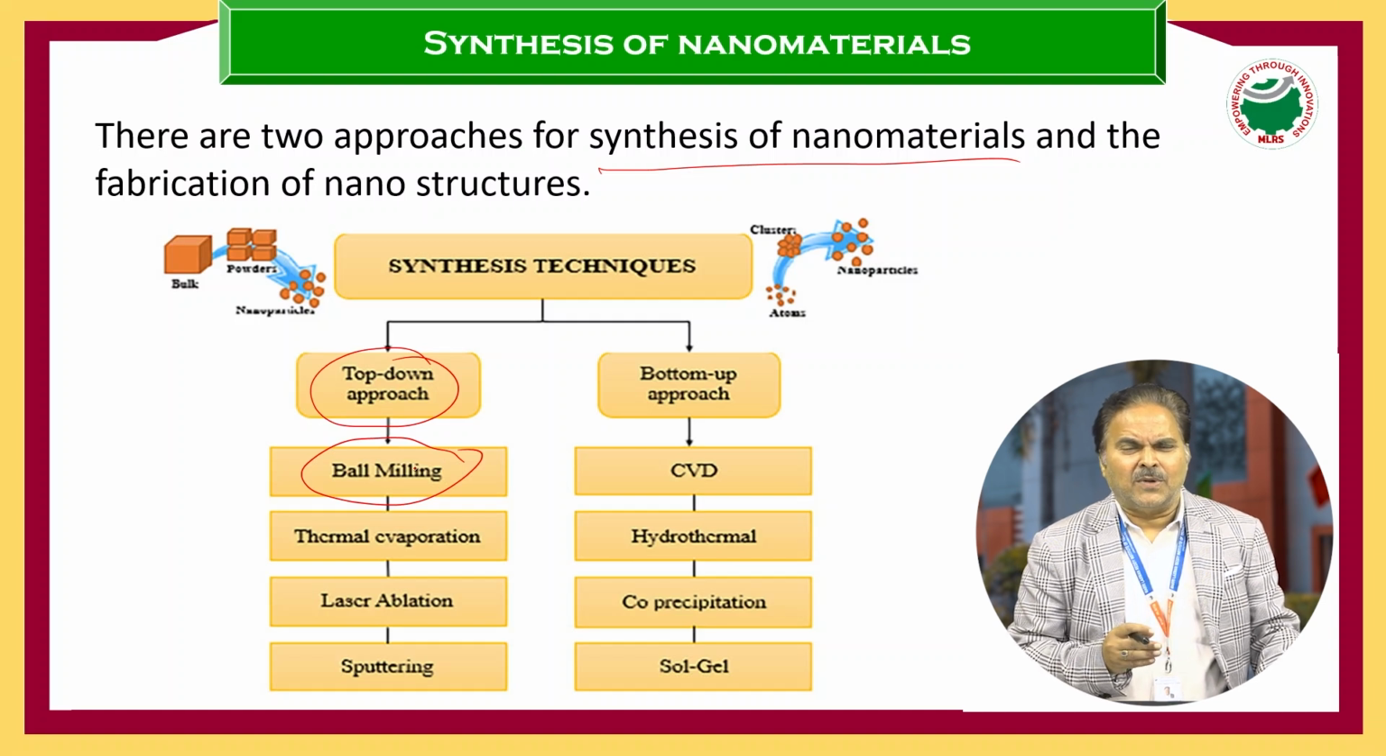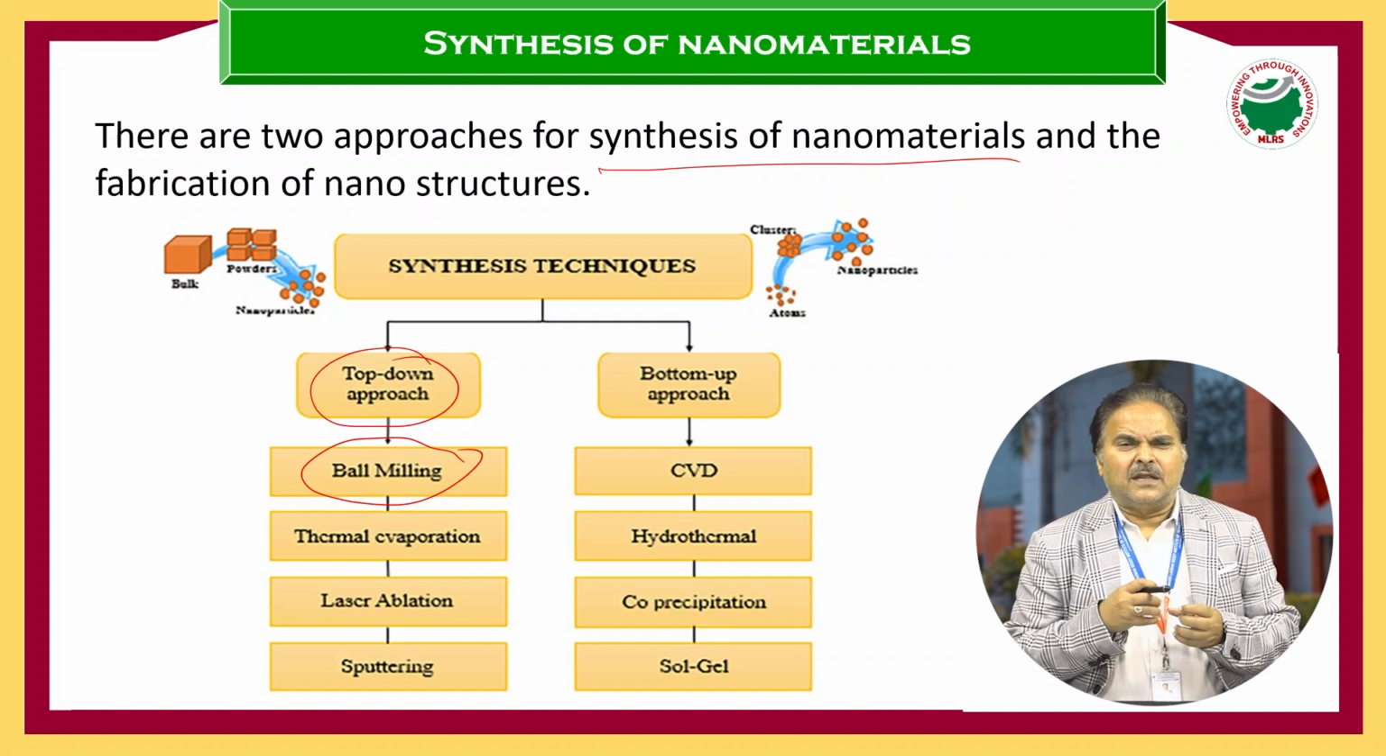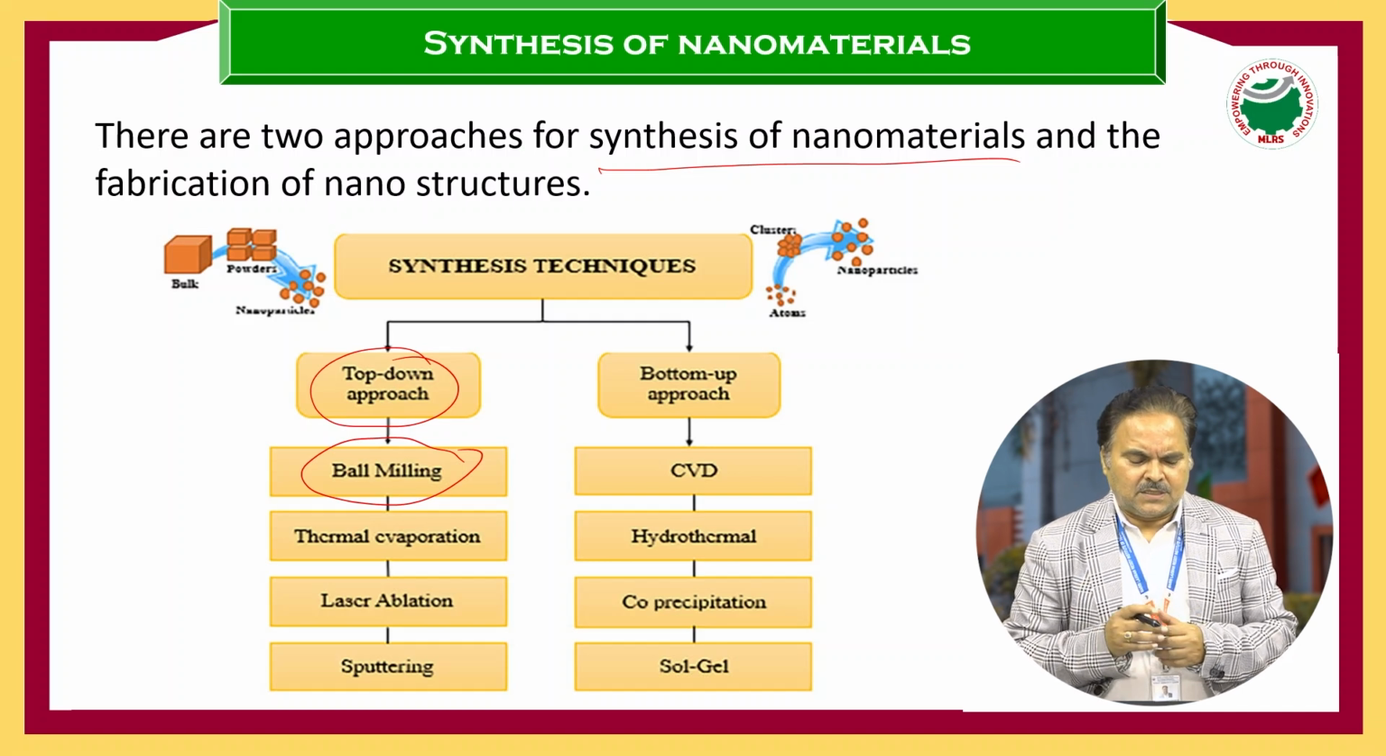Ball milling is nothing but rotating two different strong bodies. In between the strong bodies the powder goes, then it gets crushed, and then you will get the nano size. That is the ball milling method. That is also called a top down approach.